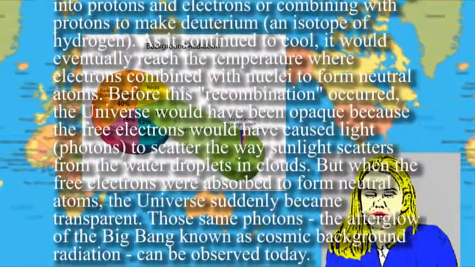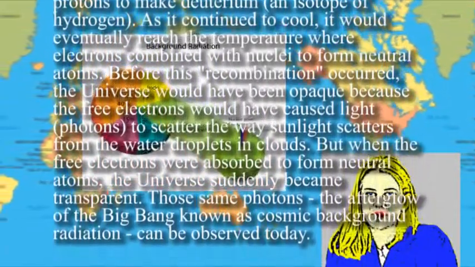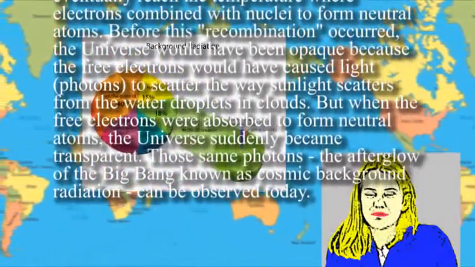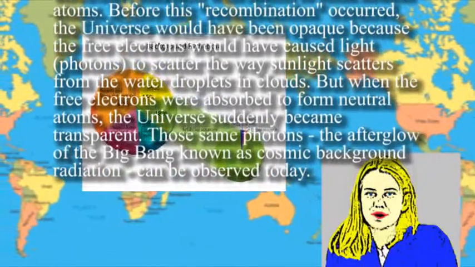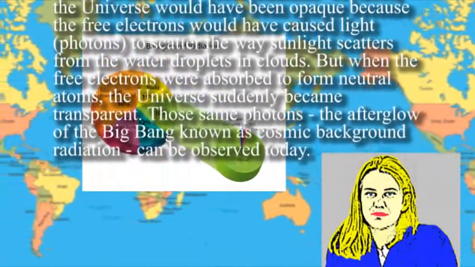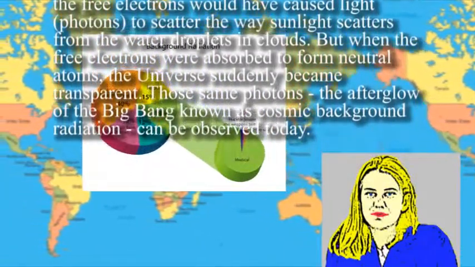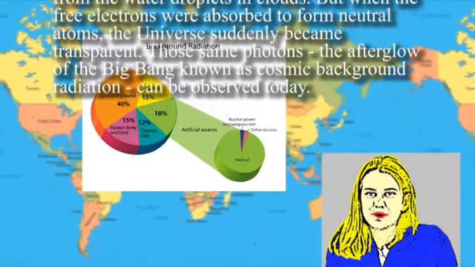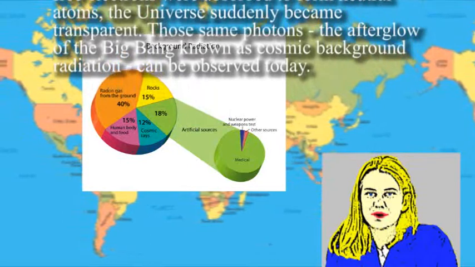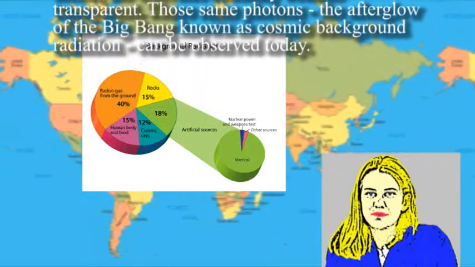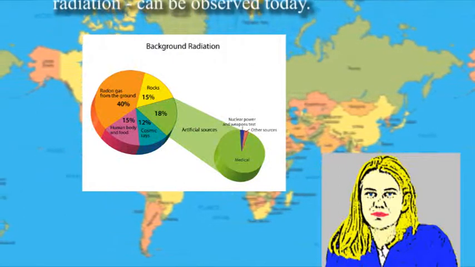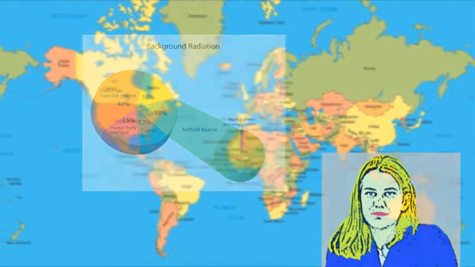Before this recombination occurred, the universe would have been opaque because the free electrons would have caused light, photons, to scatter the way sunlight scatters from the water droplets in clouds. But when the free electrons were absorbed to form neutral atoms, the universe suddenly became transparent. Those same photons, the afterglow of the Big Bang known as cosmic background radiation, can be observed today.